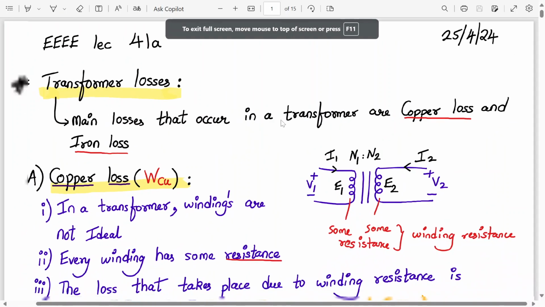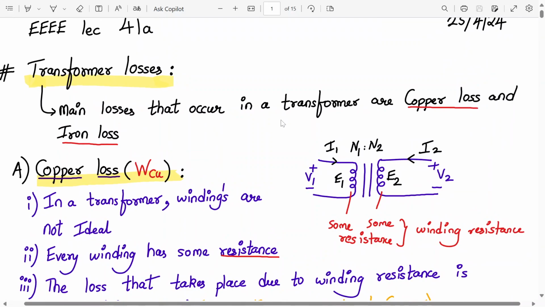So last time we discussed the construction and working principle of the transformer, and we also saw the difference between a primary and a secondary transformer, and we derived the EMF equation of the transformer. Today we are going into more details of a practical transformer.